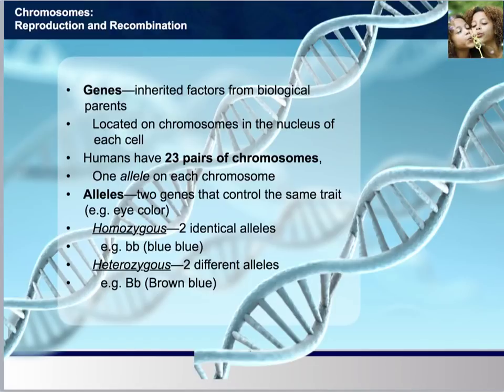And so these genes right here would control the same trait, which would be the eye color of the individual. Once again, please note that there is one allele on each chromosome, and alleles are those genes that control the same trait. In this case, we're focusing on eye color, but it could also be hair, whether it's curly or not, shape of your face, whether it's round or elongated, and any other physical traits.